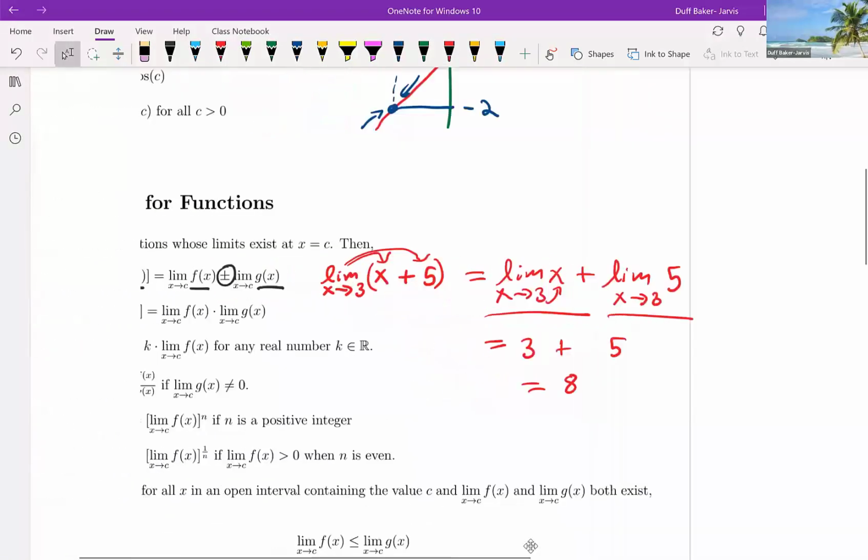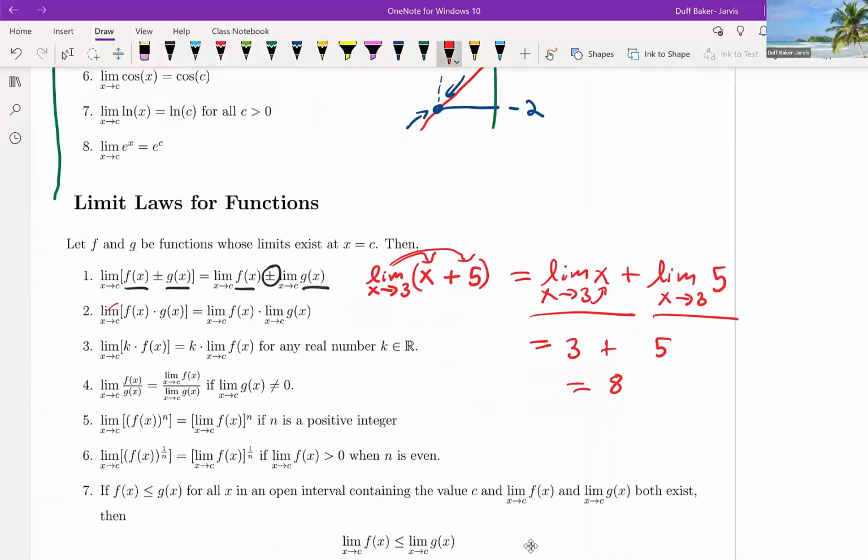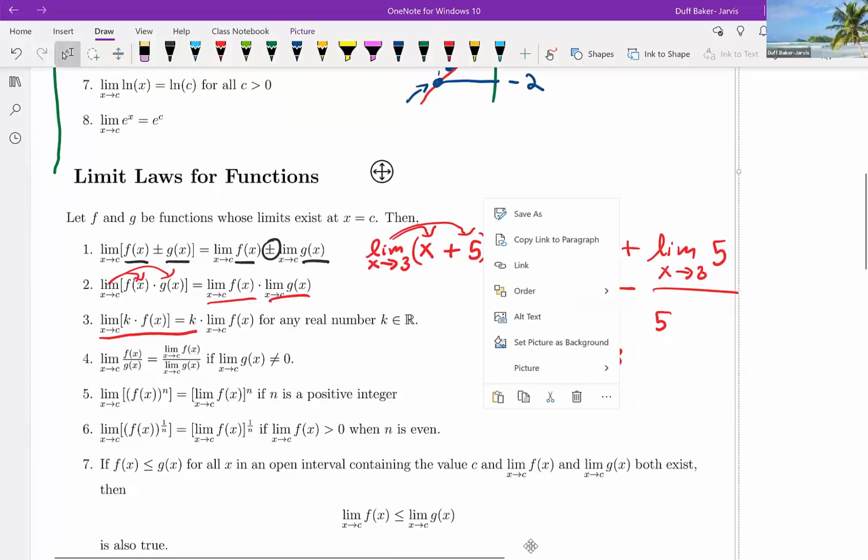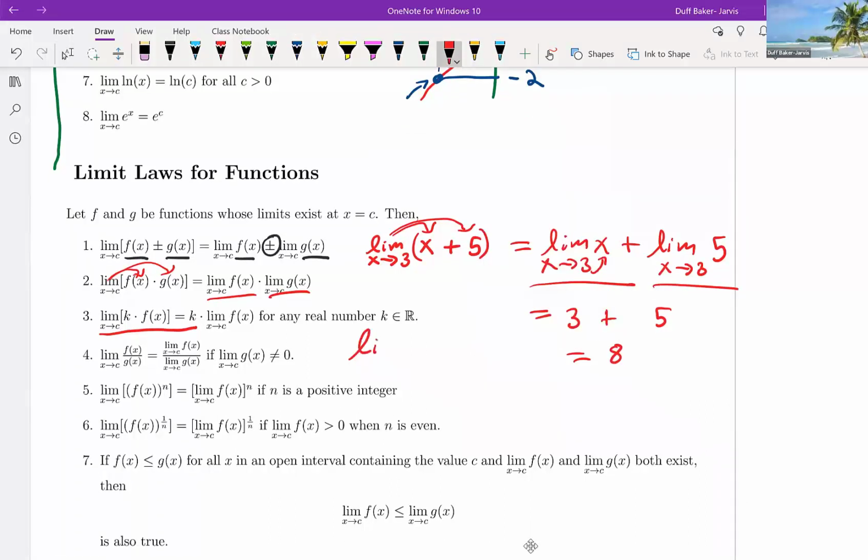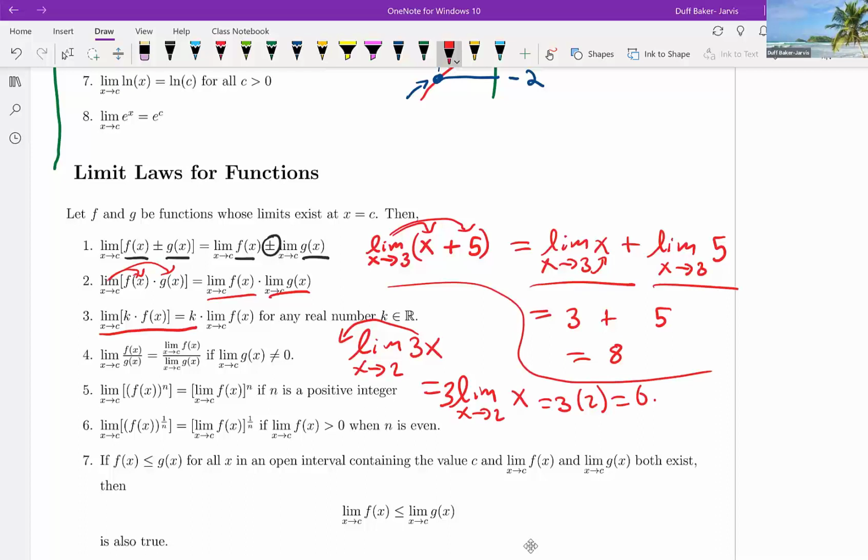And it turns out that it works also for multiplication. So it also distributes onto both for multiplication. Then for this one, maybe we should do an example of that one. This one says if you have a limit of like 3x, that's the same as pulling the 3 out front. I can pull the 3 through the limit. And now I know how to do this. This will just be 3 times 2 is 6. Does that make sense? So this one says I can pull constants out.